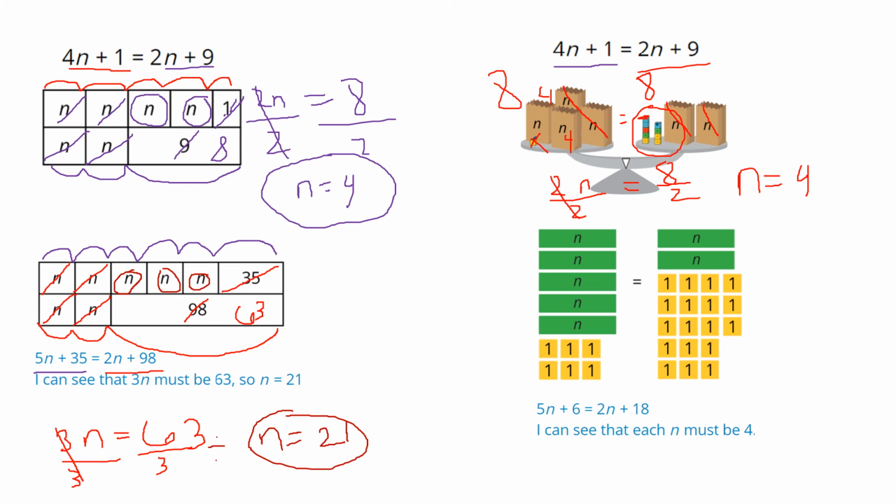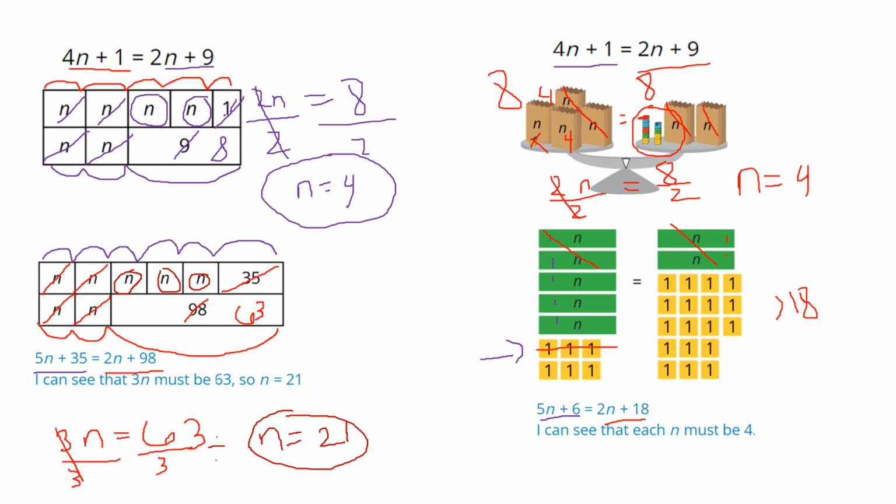Algebra tiles again to model 5n plus 6 equals 2n plus 18. So here's my 1, 2, 3, 4, 5n plus my 6 cubes on the left equals 2n plus 18 on the right. So there's my 1, 2n, and then the 18 cubes on the right. So again, I can just simply see here that each n must be 4, but I can go back and take 2 n's from the left, 2 n's from the right.